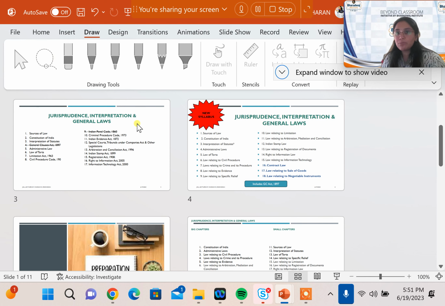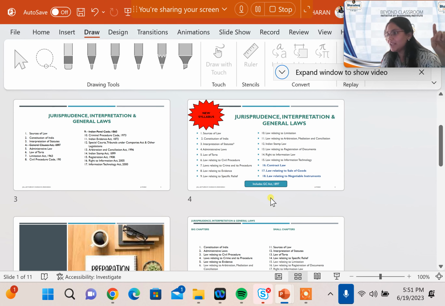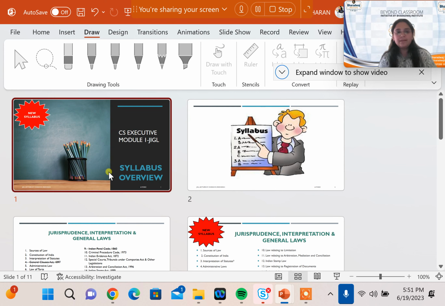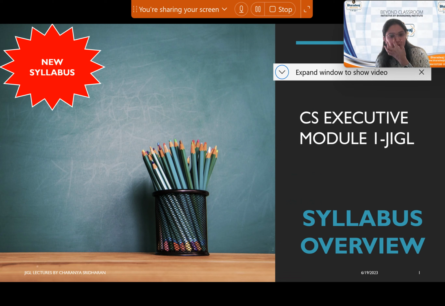So remember the 2 important instructions, guys. One is notes writing and reference materials. Second is about the attendance part. Okay? Now that you all are well informed that the JIGL syllabus has undergone a change, not JIGL, the whole of CS Executive has undergone a syllabus change. Upon registration, please make sure that everybody gets only the latest study material from ICSI.